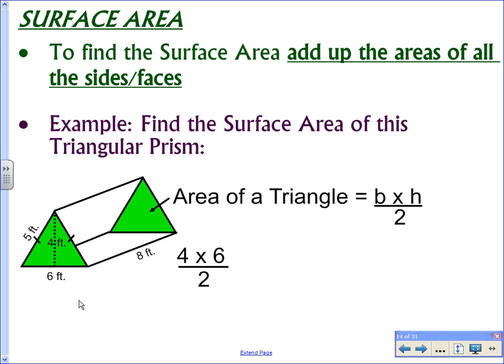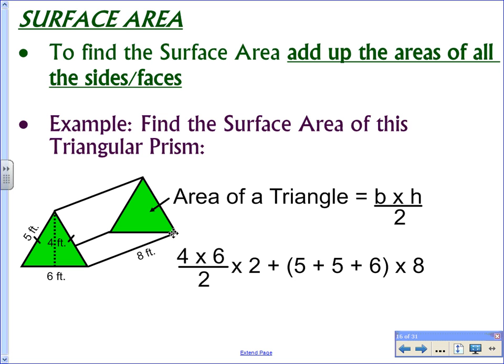In this case, the base is 6 and the height is 4, so I'm going to multiply 4 by 6 and divide by 2. Then I have 2 triangles that are congruent, so I'm going to have to multiply that by 2 because those areas are the same. Now we need to somehow account for the other 3 rectangular sides. To find the areas of those sides, we can find the perimeter of the triangle and multiply it by the length or height of the prism.